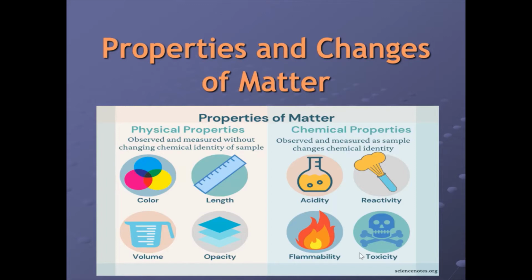Like the color. Color is an example of a physical property. It's something that you can just observe, right? You don't have to change anything about the substance. It's just a certain color. The length of something, same thing, right? You're not looking at any chemical identity or what it's made of. You're just looking at how long something is. Same thing with volume, how much space something takes up.